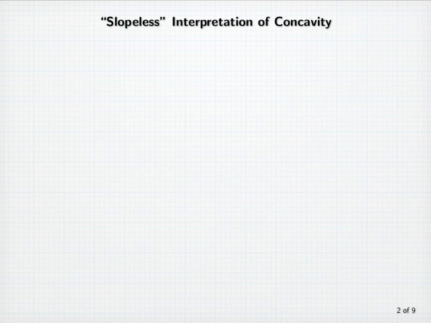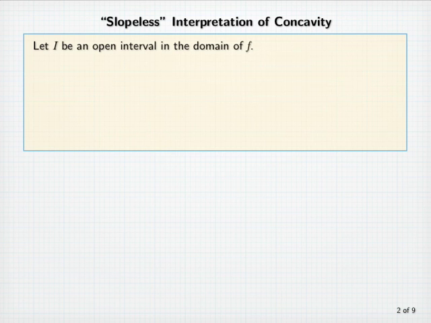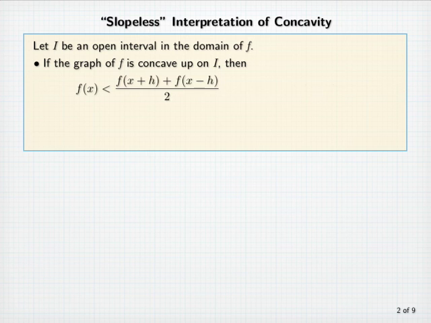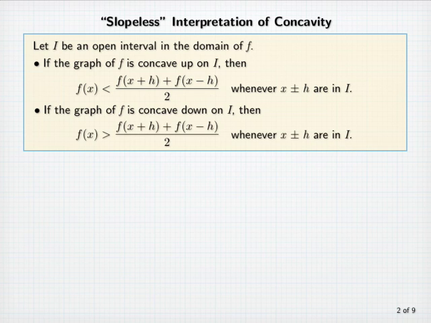A slopeless interpretation of concavity. Let I be an open interval in the domain of f. If the graph of f is concave up on I, then f of x is less than f of x plus h plus f of x minus h over 2 whenever x plus and minus h are in I. If the graph is concave down on I, then f of x is greater than f of x plus h plus f of x minus h over 2 whenever x plus and minus h are in I.